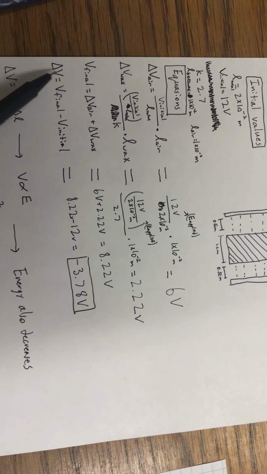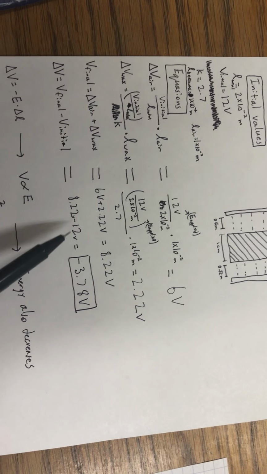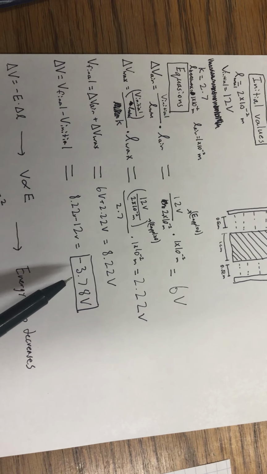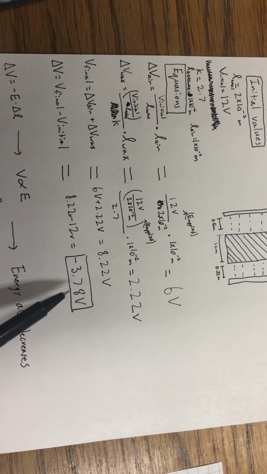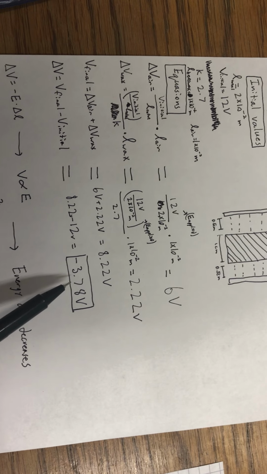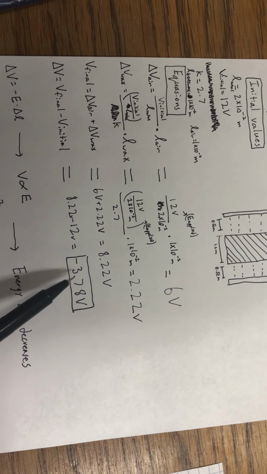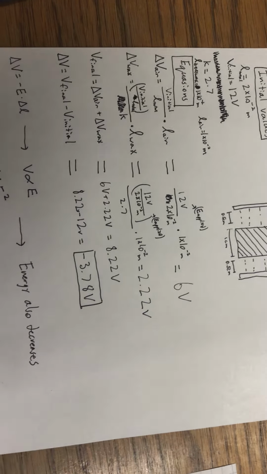And if we find the change in voltage, we take the final minus the initial, which is 8.22 minus 12, which we get negative 3.78. So we can see that we decreased 3.78 volts.